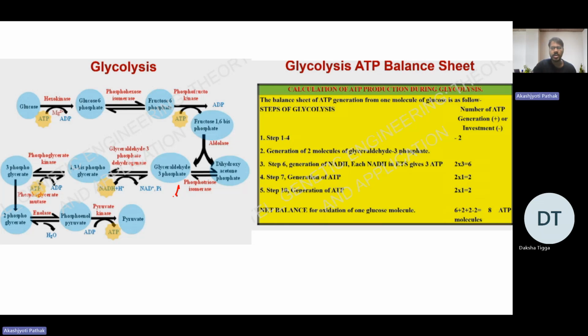Because after these steps your ATP is being formed, while in the earlier steps your ATP is required. Okay, but here your ATP is formed. So glyceraldehyde 3-phosphate is first converted into 1,3 bisphosphoglycerate, and this step results in the formation of one molecule of NADH. Okay.